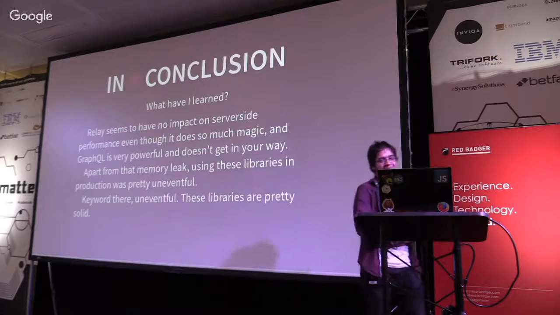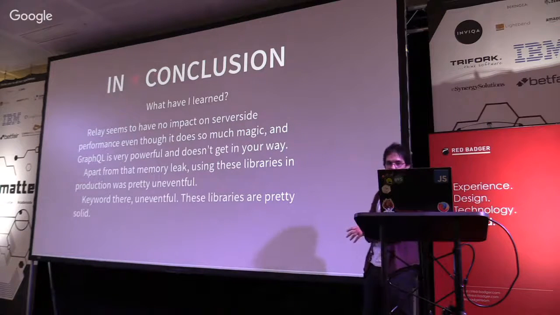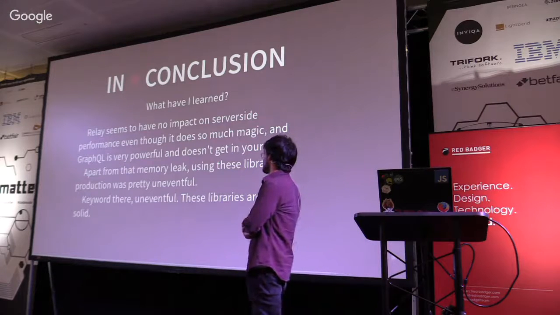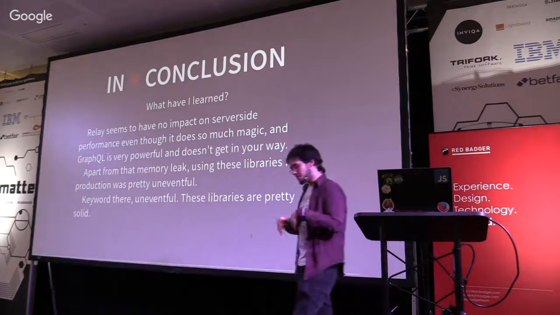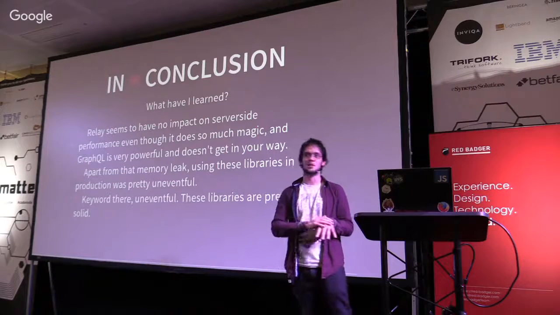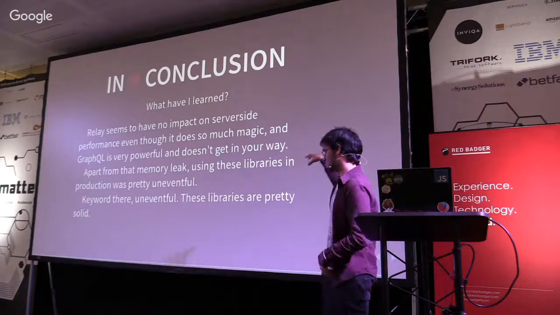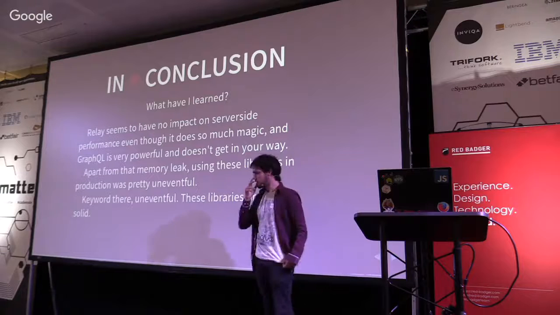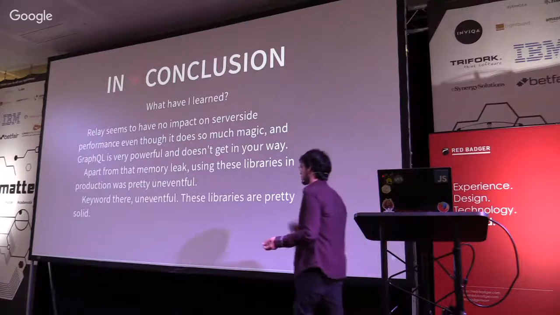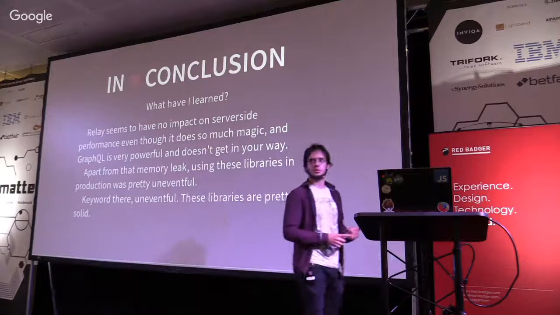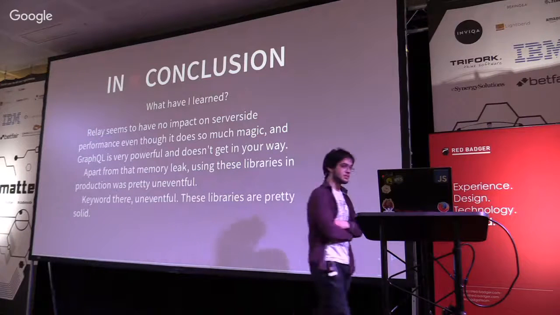It's not funny. So yeah, in conclusion, Relay seems to have no impact on server-side performance, and even though it does so much magic, and GraphQL is powerful, nothing here really gets in your way between you and utter decimation of your requirements. And apart from this memory leak, this was pretty uneventful, and this is probably the most telling thing that I want to tell you. There was no big issue. The memory leak was a one week problem, which we fixed. Nothing else really happens, and these things are really young right now, so I find that really impressive.